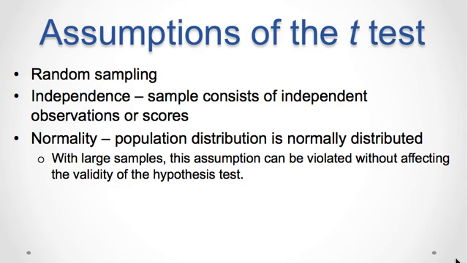The assumptions of the one sample t-test are the same as the z-test. We assume that the sample is selected through random sampling. The sample consists of independent observations or scores. We also assume that the population distribution is normally distributed. With large samples, this assumption can be violated without affecting the validity of the hypothesis test.